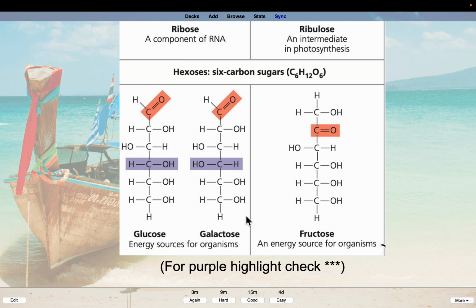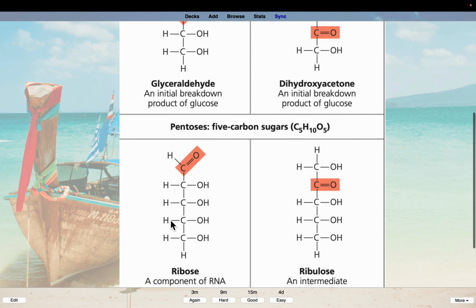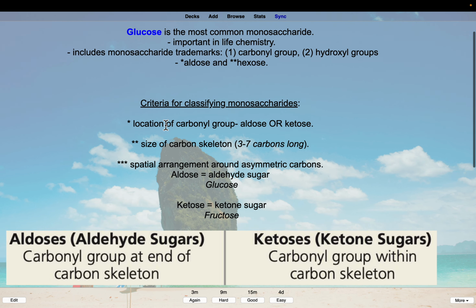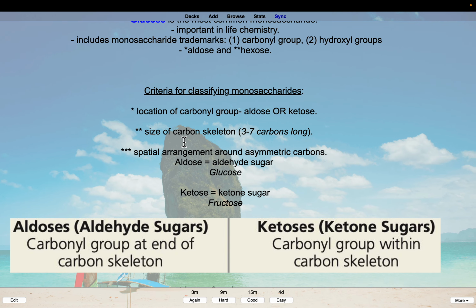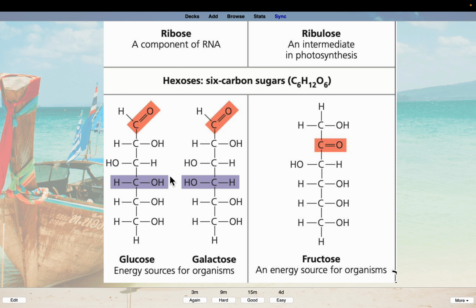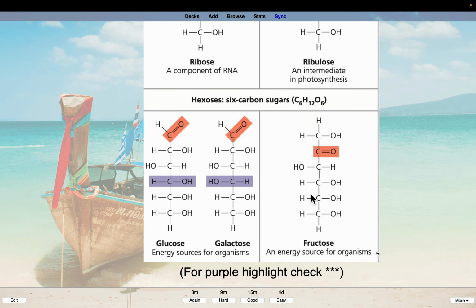I believe for the first criterion, basically for aldehyde sugars, such as glucose, the CH is at the end. Where is that? The carbonyl group. Carbonyl group is at the end of the entire skeleton. For ketone sugars, the carbonyl group is within the skeleton. It's not in the edge. So as you can see, it's technically still inside the skeleton.